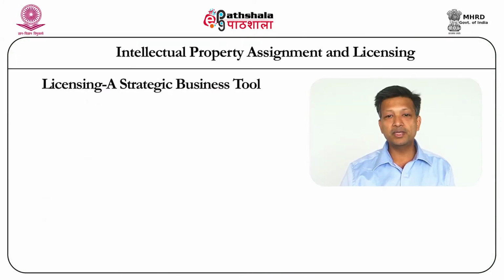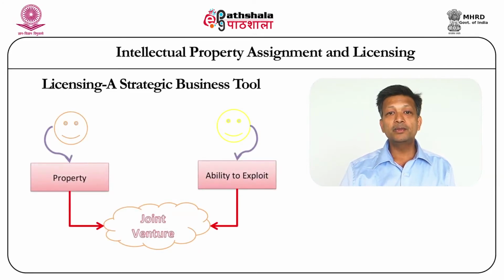Licensing is a strategic business tool, a sort of partnership, a sort of joint venture. It is a joint venture between the owner of intellectual property and the person who has the ability to exploit it. The owner himself may or may not have the ability or willingness to exploit his property. So, he can invite the person who specializes in exploitation of the property and thereby make a joint venture with him.